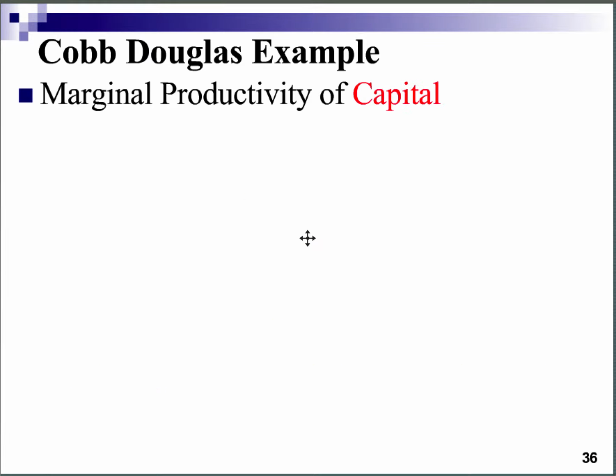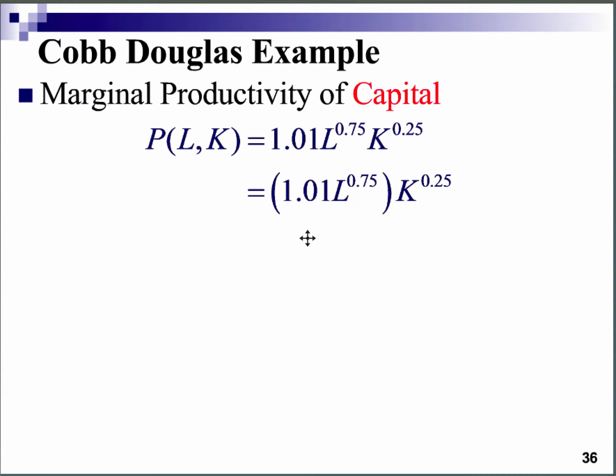To find the marginal productivity of capital, we basically repeat that process, but now we think of K as the variable and we treat L as a constant. The first step is, as before, to rewrite the original production function so that the variable piece, K to the 0.25, is on the outside of the parentheses, and the constant portion, 1.01 L to the 0.75, is inside the parentheses. Keep in mind, again, we're taking the partial with respect to K, so L behaves like a constant here. So we can go ahead and take partial derivatives at this point.